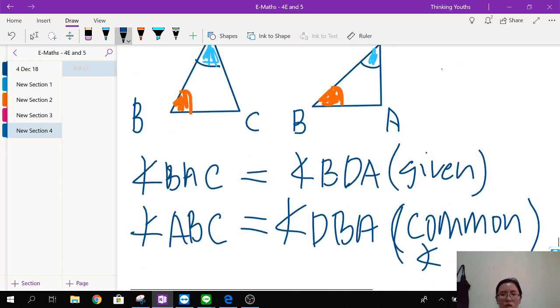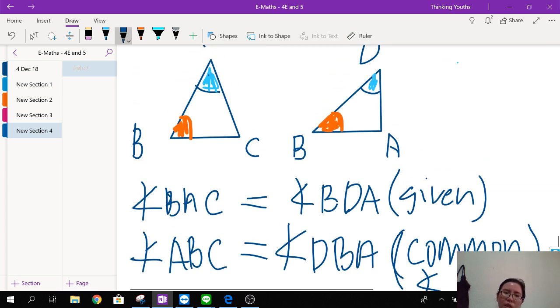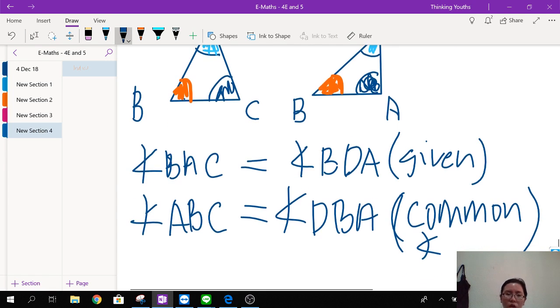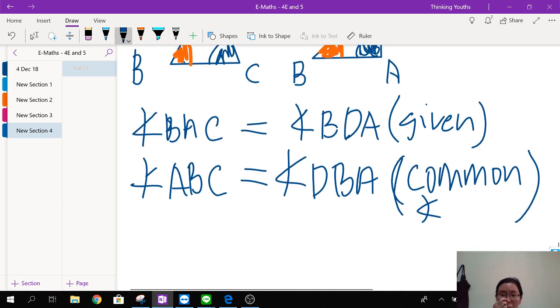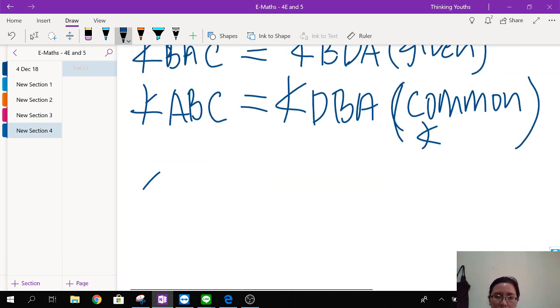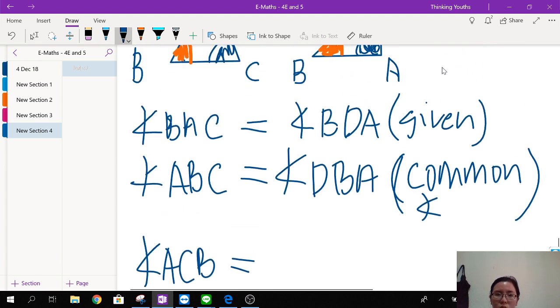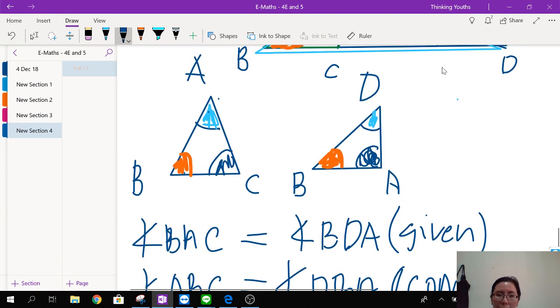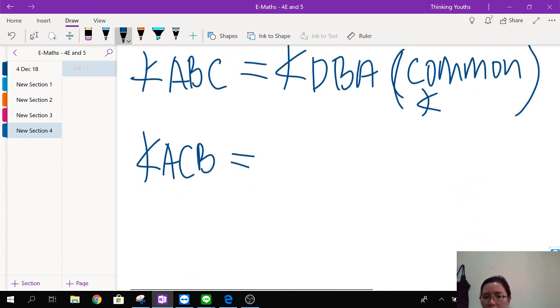Okay, lastly, so when you have this and this is same, so this and this definitely will be same after you taking 180 degree minus of the two sides. So angle ACB equals to DAB.